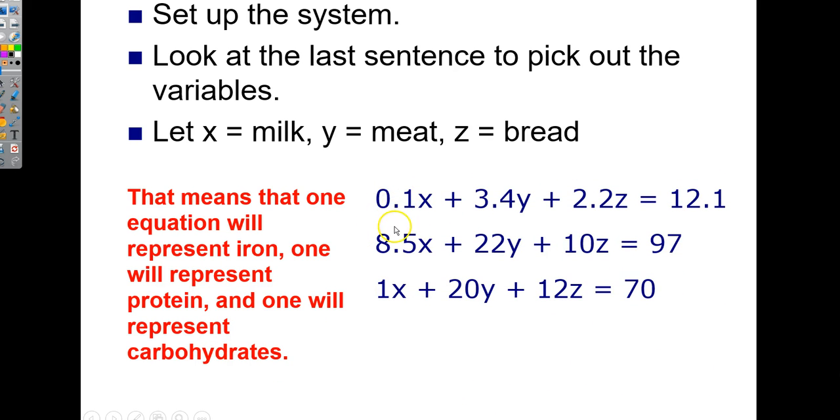So here, all of these numbers talked about milk. All of these numbers talked about meat. All of these numbers talked about bread. This would have been the total, probably for iron. This would be the total of protein, and this would be the total of carbohydrates.